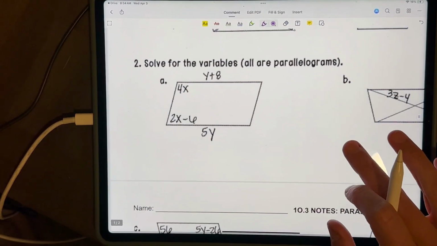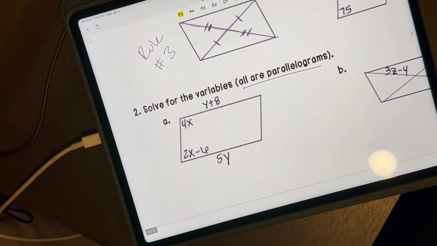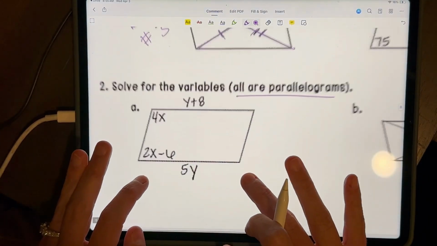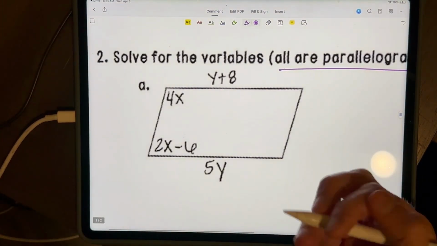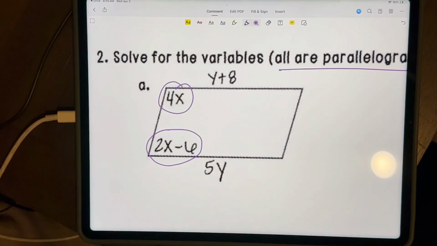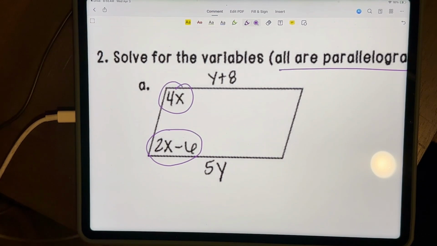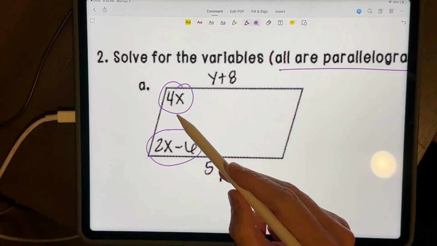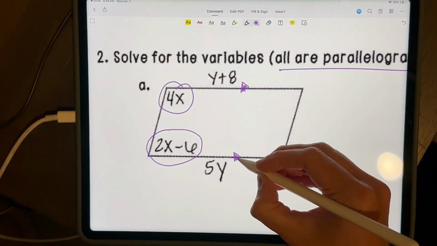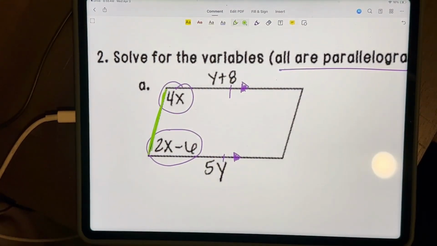All right. Moving down, it says solve for the variables, okay? So you're told all of them are already parallelograms, so you don't have to do anything crazy to change them, okay? So let's solve for this one first. Let's solve for x. So we have 4x and we have 2x minus 6. All right, what kind of angles are these? I'm hoping that you guys have said that these are consecutive angles. Again, that's a really important word, consecutive angles, okay? So if here's our parallel lines that are congruent, this would be our transversal. As long as they're on the same transversal, they add up to 180.